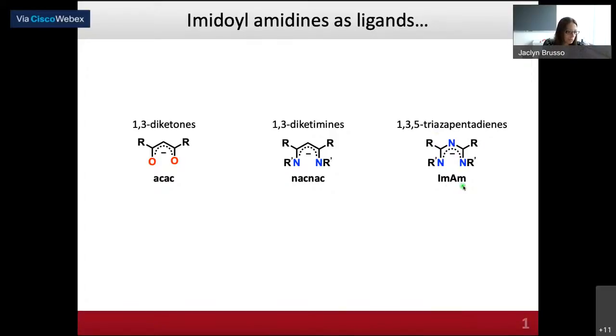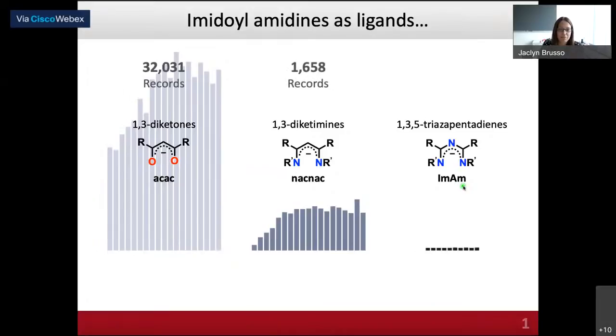When we first started looking into this chemistry, we did a literature search and found that in fact there were very few reports. This is about a year-old search, but there were only 174 records on reports that include this imidoyl amidine framework, and that's for all chemistry. The majority of those were in organic chemistry in the pursuit of pharmaceuticals, with only a handful, or I guess two handfuls, of those publications related to the use of imidoyl amidines in coordination chemistry.